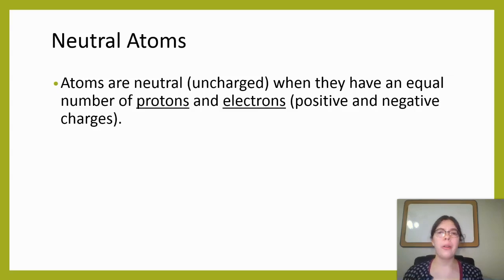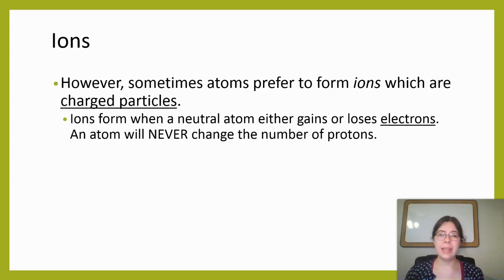So neutral atoms are atoms that are uncharged, and this happens when we have an equal number of protons and electrons. This is because protons are positively charged and electrons are negatively charged. So if we have an equal amount of positive and negative, it's going to balance out so we have a neutral atom with 0 for the charge. But that isn't always the case.